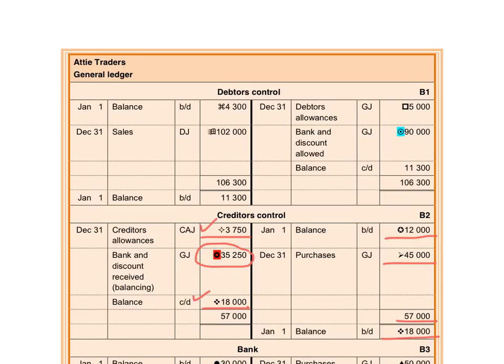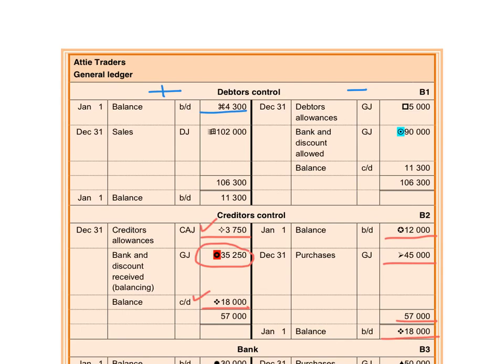Debtors control, they gave us the balance. Debtors is an asset. Assets always increase on the debit side and decrease on the credit side. The balance of an asset is always on the debit side. So we will start the account with a debit balance of 4,300.